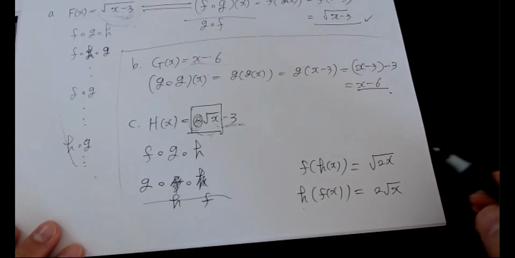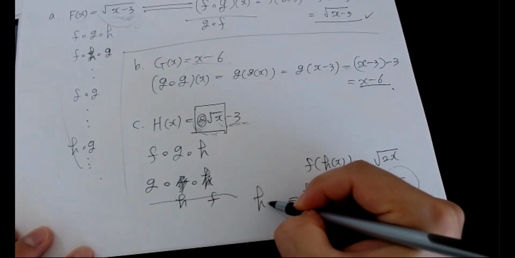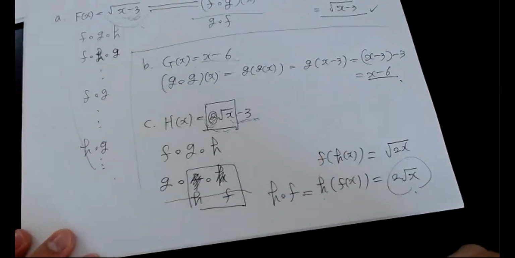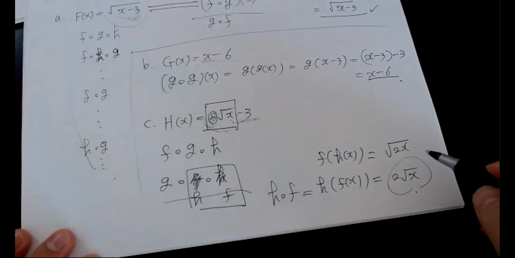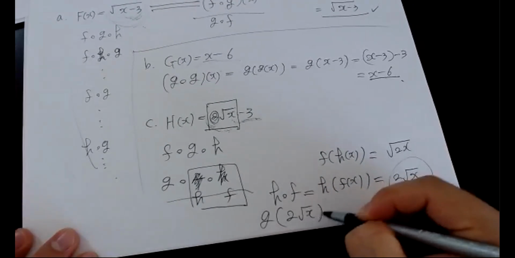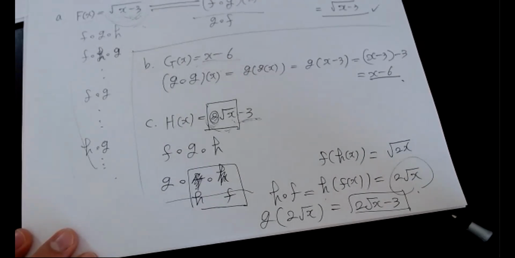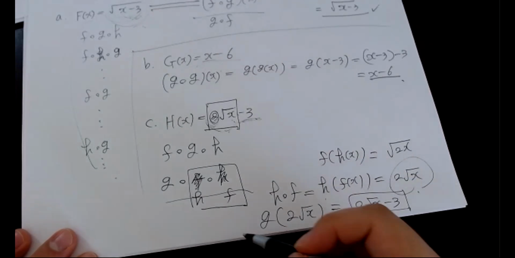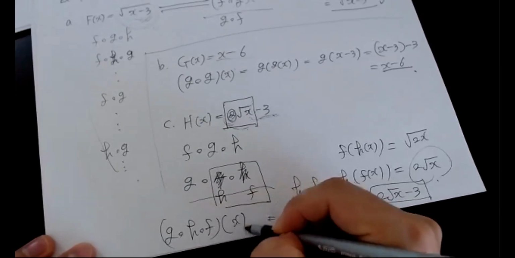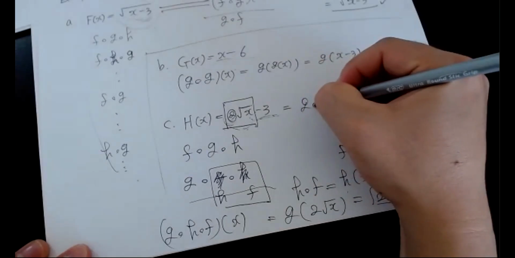Okay, so we see that. That's what we want, right? Now h of f is nothing but h after f. Okay, that's what we got. All right, and then the g of 2 times square root of x is going to be 2 times square root of x minus 3. This is exactly what we want to get, right? So g of 2 times square root of x is nothing but g after h after f of x. So the answer is g after h after f.